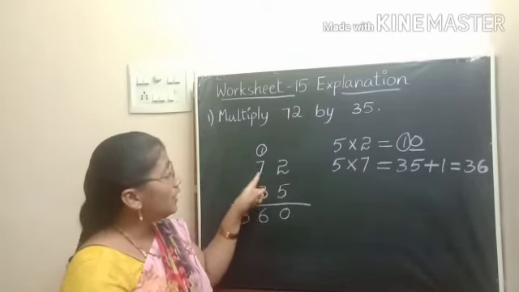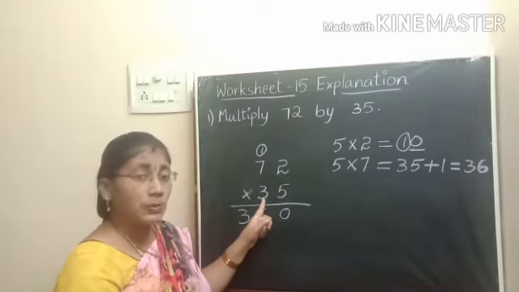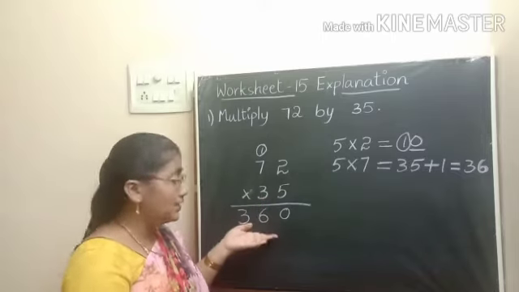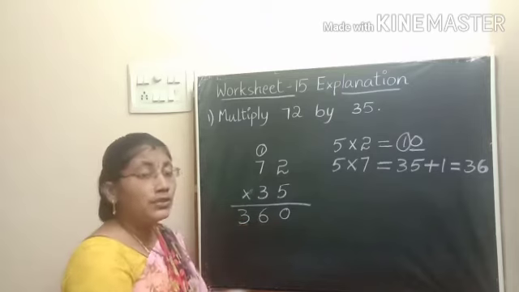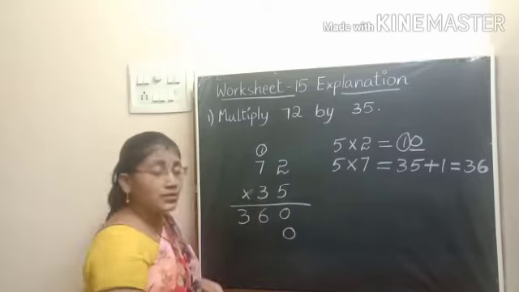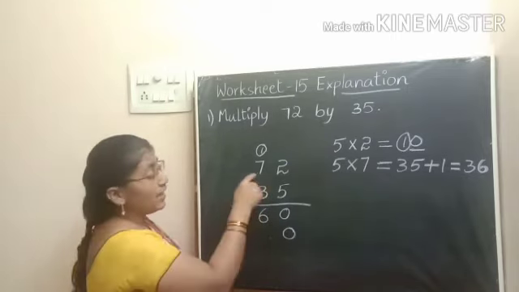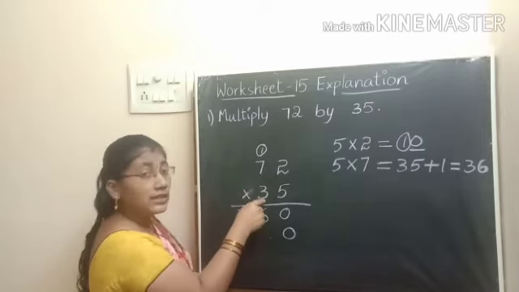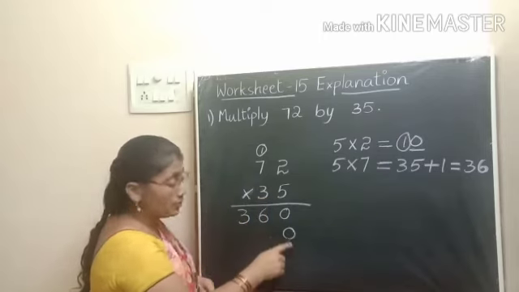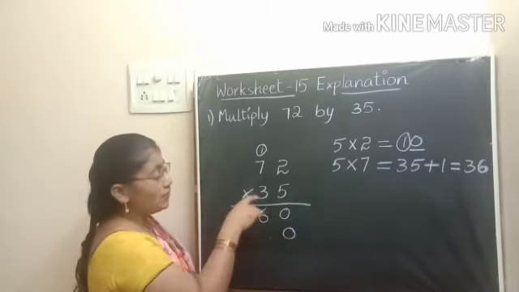Next we have to multiply 72 with 30 because 3 is in tens place. Now that result we should write as the second line. Before that we should put 0 in ones place, because now we are multiplying 72 with the digit in tens place. That's why we should put 0 in ones place. Now start multiplication with 3.